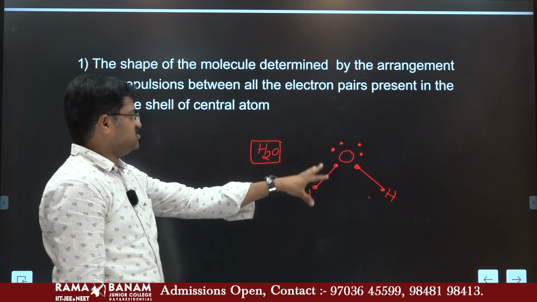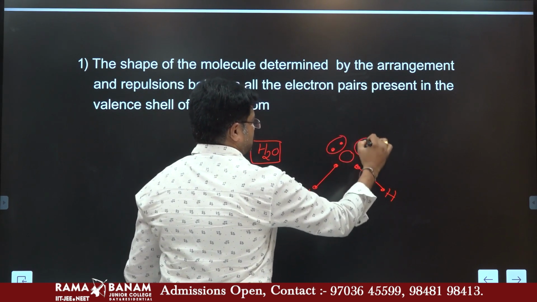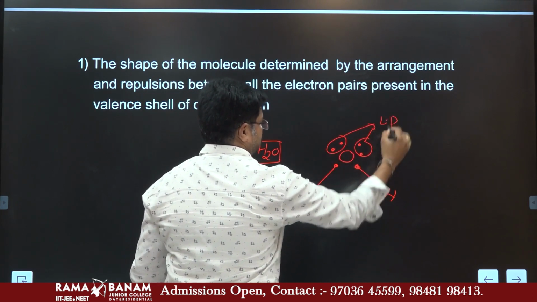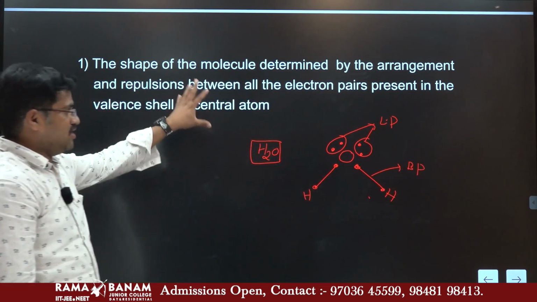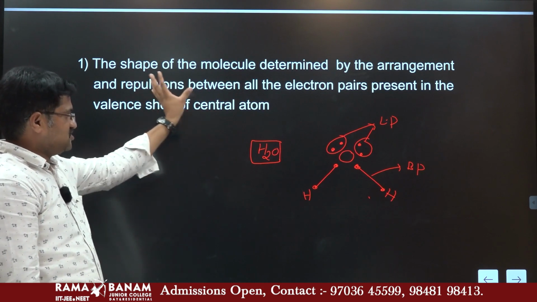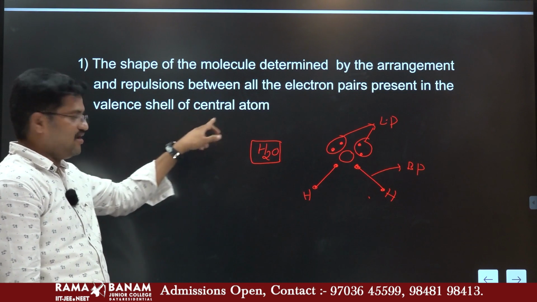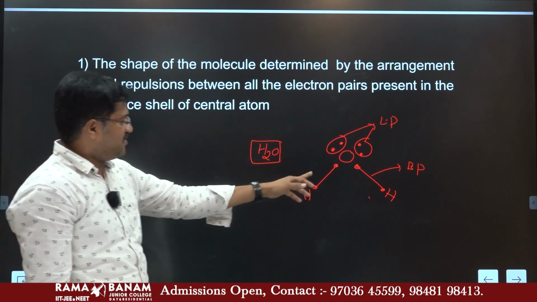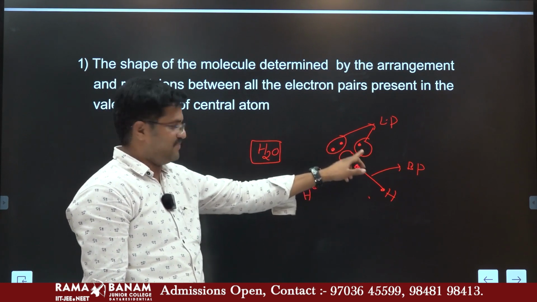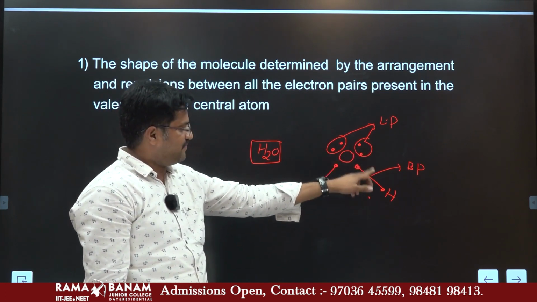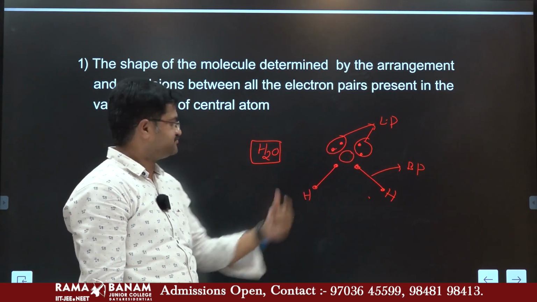Right. These are the repulsions between the lone pairs and bond pairs. These are the lone pairs. These are the bond pairs. The shape of the molecule is determined by the arrangement of the repulsions between the electron pairs present in the valence shell of the central atom. The geometry and shape of the molecule depend on the repulsions between bond pairs and lone pairs, lone pairs and lone pairs, and lone pairs and bond pairs.